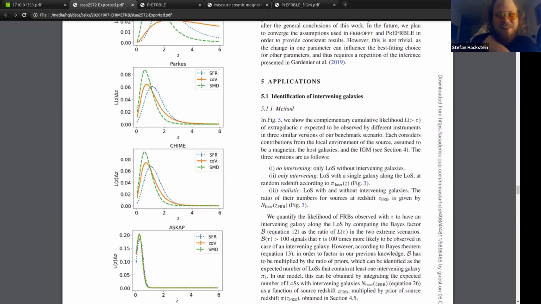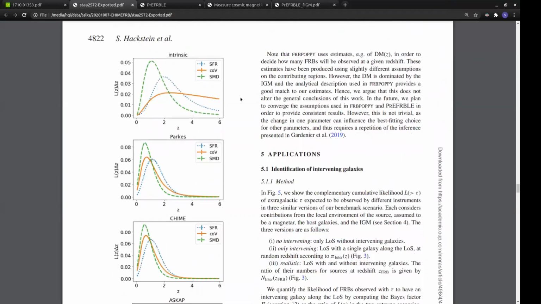Is that enough of details for you? Can I see the top plot? It's cut off. Yeah, sir.